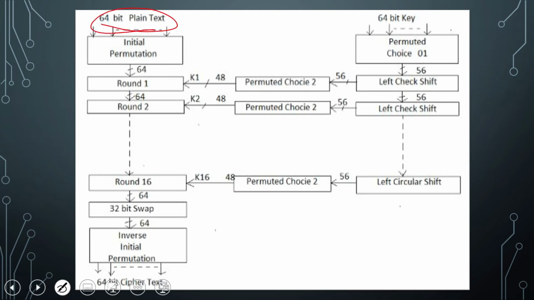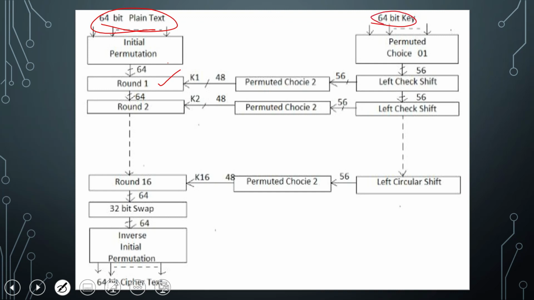So firstly we are passing plain text as 64 bits to the initial permutation. Initial permutation performs the operation and passes 64 bits again to round 1. Here I already explained about the rounds. We have 16 rounds when we are using 64-bit plain text. So the round operation will be explained later by me.